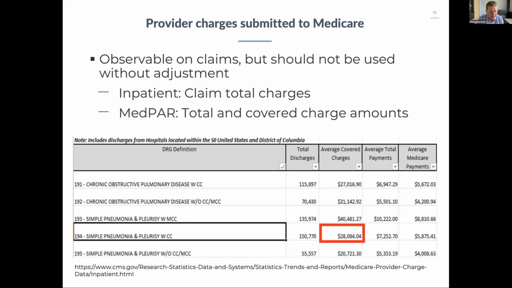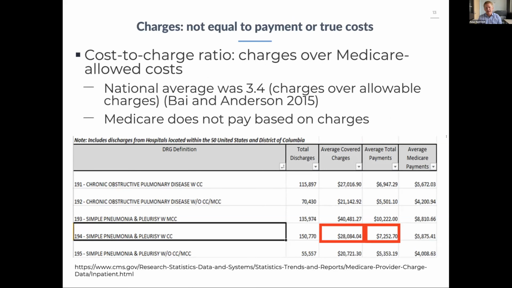So what do you do with this information? So one thing you can do to measure provider costs is to use a cost to charge ratio. And so the cost to charge ratios are available for hospitals in Medicare cost reports. And so these ratios basically represent the ratio of charges to allowable costs.